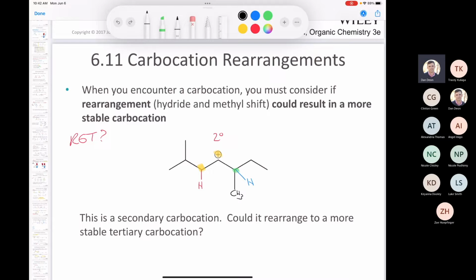Okay, and I'm going to probably have this on another slide, but let's imagine we shifted the proton in red.